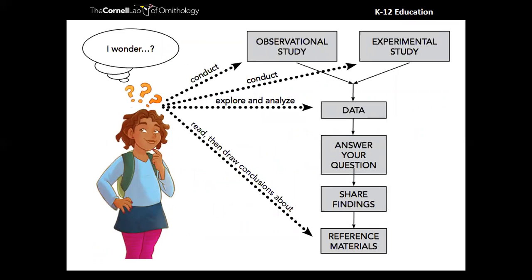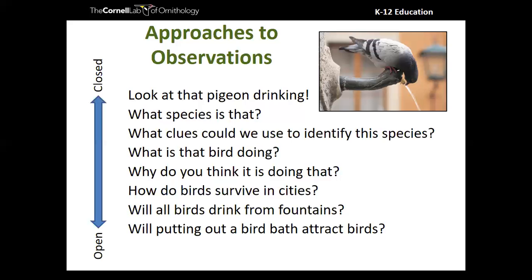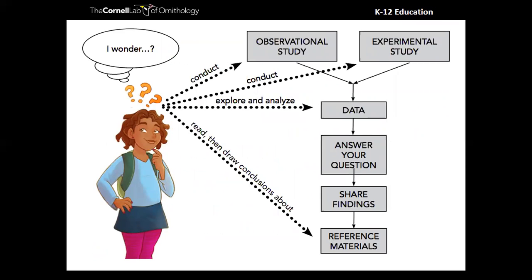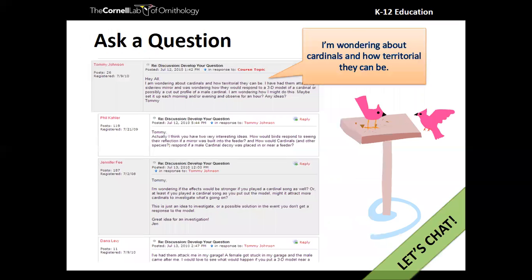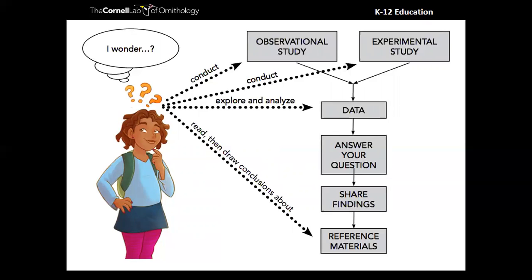So what's really great is from those questions, for example, let's look at our bottom one, will putting out a bird bath attract birds? You could then decide, hey, I wonder if that really will happen. So you could design an observational study or an experimental study to go ahead and try to sort that out and answer your question. And whether you're doing an observational or experimental study, you're going to be collecting data, answering questions, sharing your findings, using reference materials. So the way you design your study might be different, but a lot of the core pieces are going to be the same. And again, this is all covered in the investigating evidence curriculum that we mentioned.